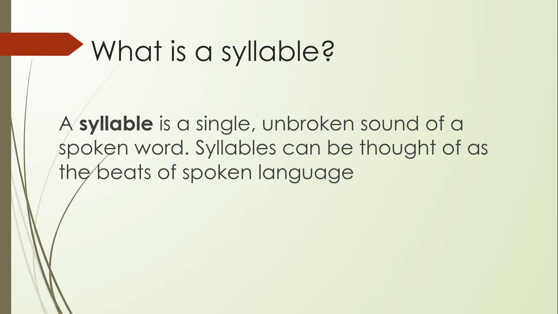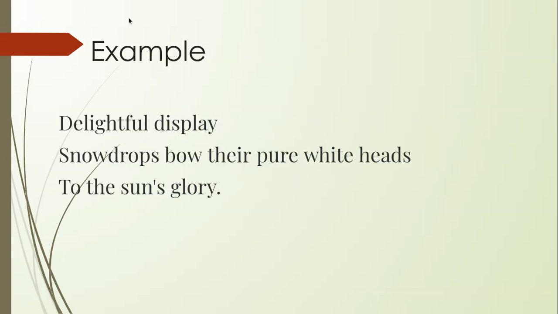Before we get into learning about haiku, I just want to do a little bit of review that will be very important when we're writing our haiku. So, what is a syllable? This might be review for some of you, but a syllable is a single unbroken sound of a spoken word. What does that mean? Syllables can be thought of as the beats of spoken language. Okay, that's starting to make more sense. The beats of spoken language. So let's look at an example here and we'll talk about what is going on with the syllables.